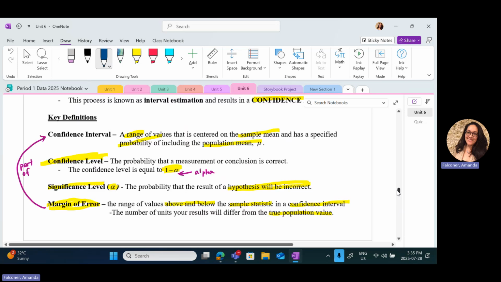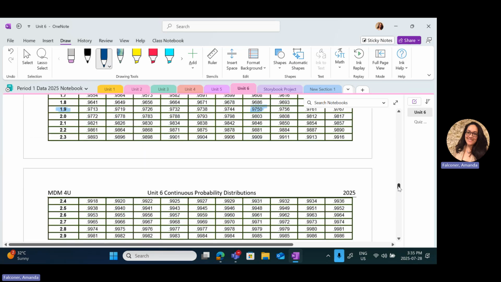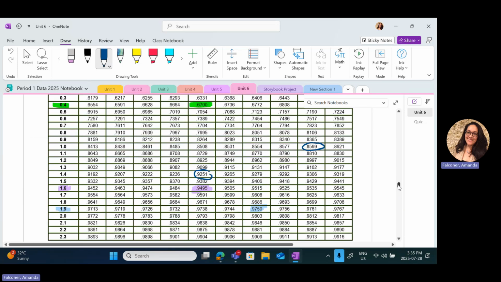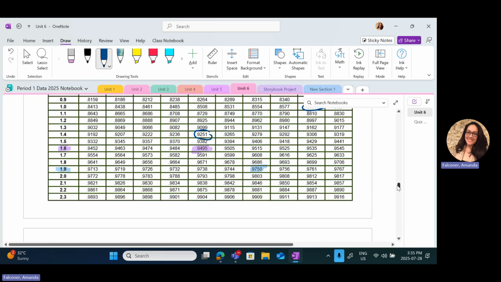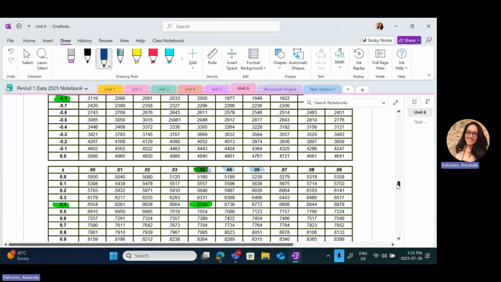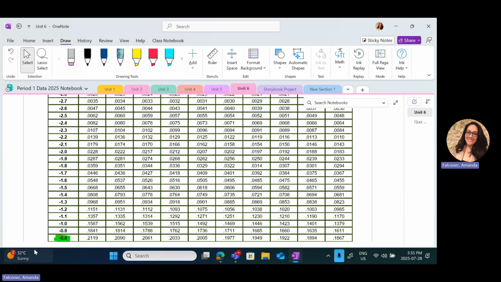So negative 1.93 going up. I've got to go to the negative. Here's negative 1.9, and then 3, so this would be 0, 1, 2, 3. So I'm at 0.0268 for my first percentile. And I'm going to go down and write that guy down.